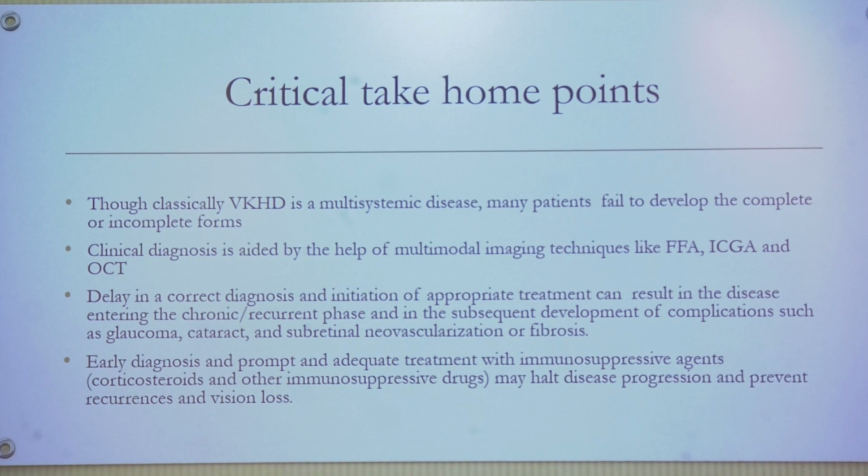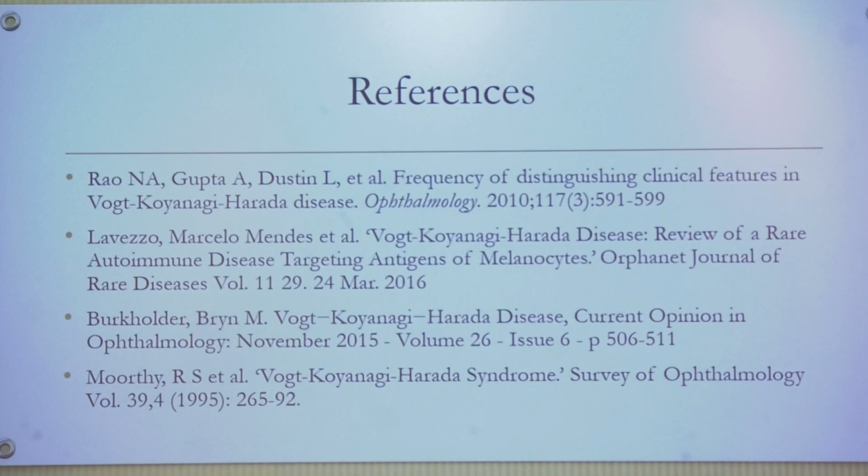Delay in the correct diagnosis and initiation of appropriate treatment can result in the disease entering the chronic or recurrent phase, and in the subsequent development of complications like glaucoma, cataract, and subretinal neovascularization or fibrosis. Early diagnosis and prompt and adequate treatment with immunosuppressive agents may halt disease progression and prevent recurrences and vision loss. These are the references. Thank you.